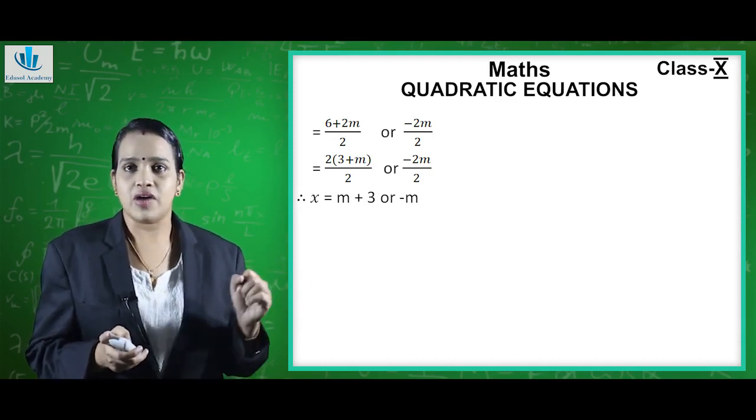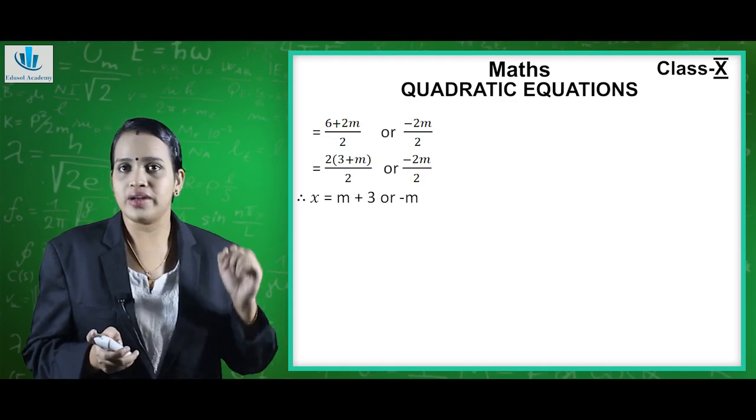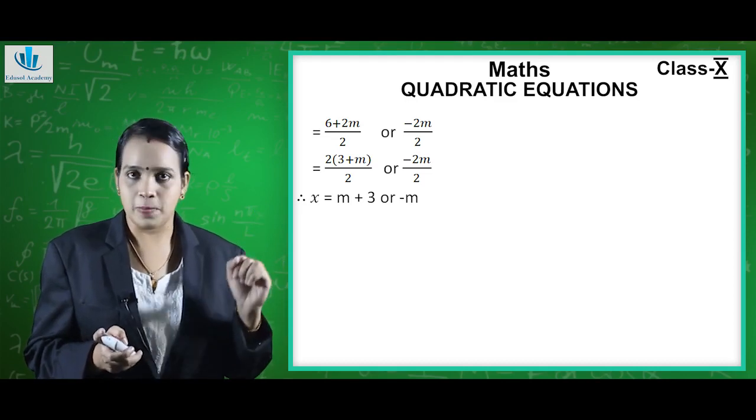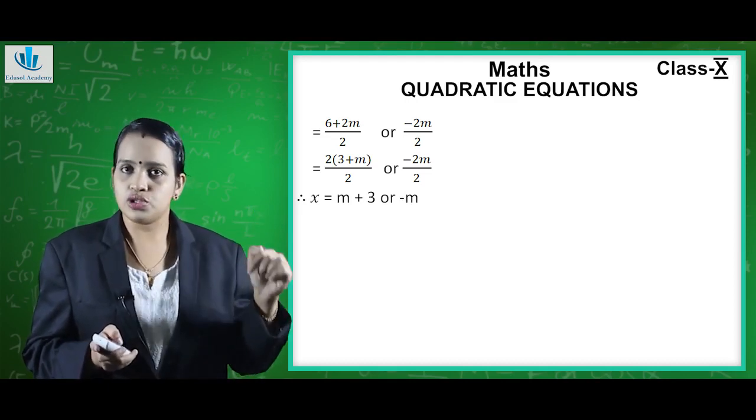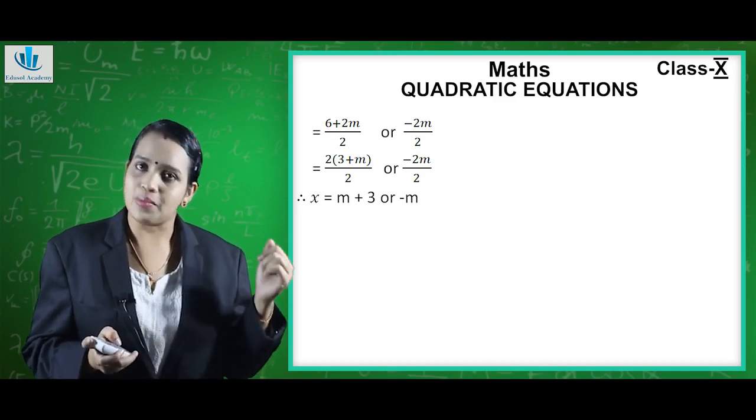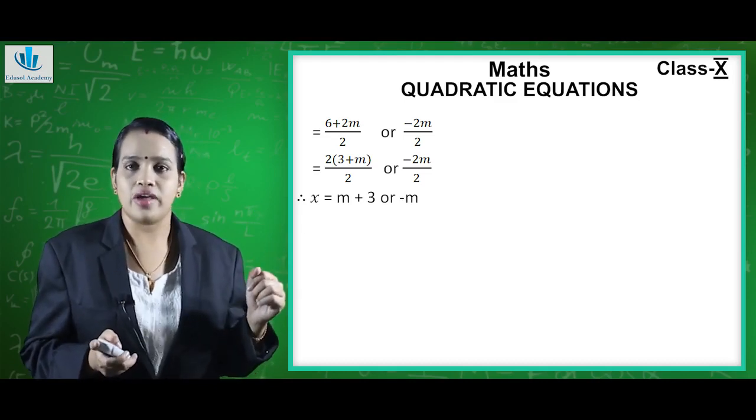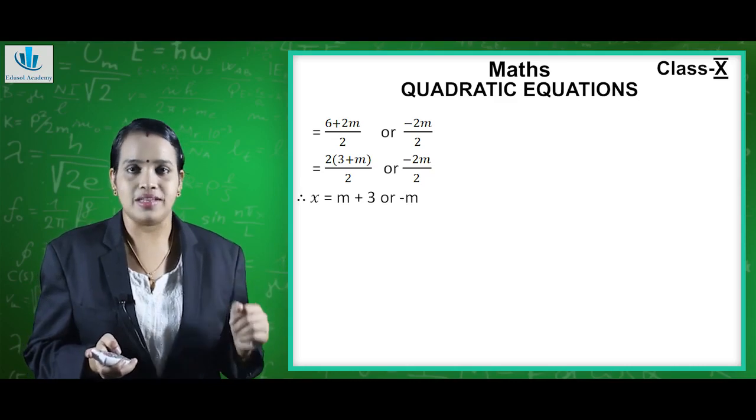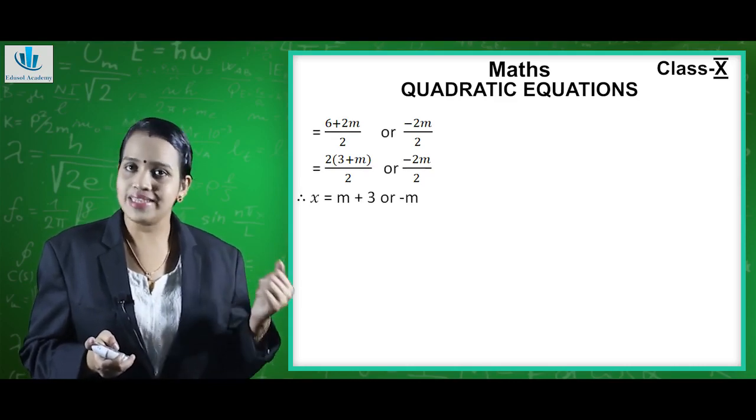So we can say that our value of x will be, 2 into 2 gets cancelled. So what remains? m + 3, or minus 2, 2 gets cancelled, so what remains? -m. So our value of x is equal to m + 3 or -m.